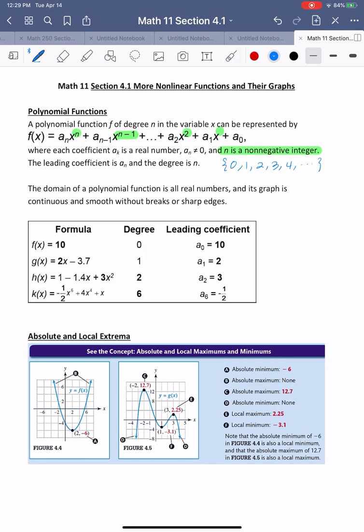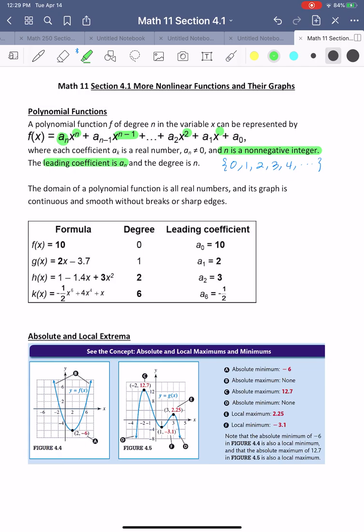One more important thing is you need to know the leading coefficient. The leading coefficient we call a sub n, the first number in the first term. The domain of the polynomial function is real numbers, and its graph is continuous and smooth without breaks or sharp edges.